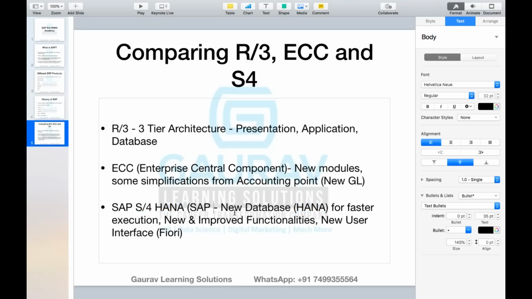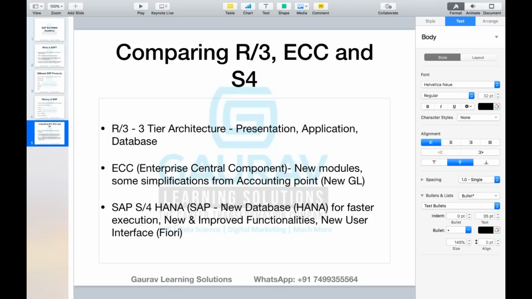SAP Business Suite on HANA. SAP Business Suite on HANA is not S4 HANA. SAP Business Suite on HANA is the SAP ECC system running on the HANA database. We will talk about all these things. So as of now, I'll just provide you the description. What is the full form?